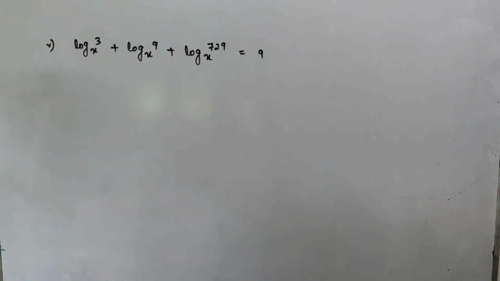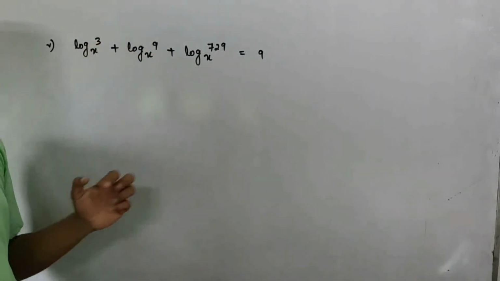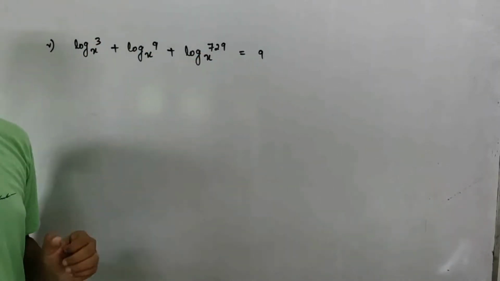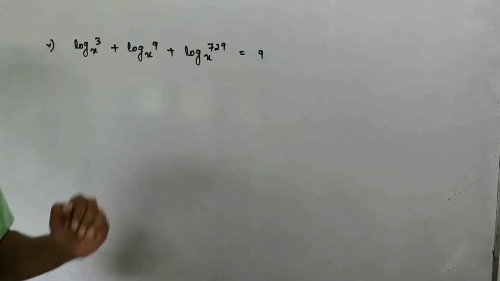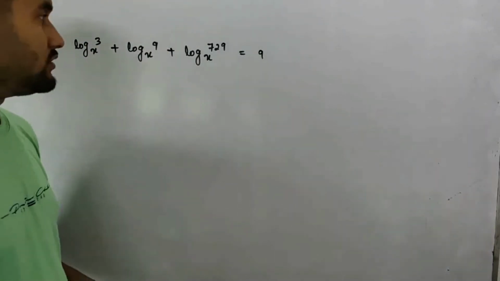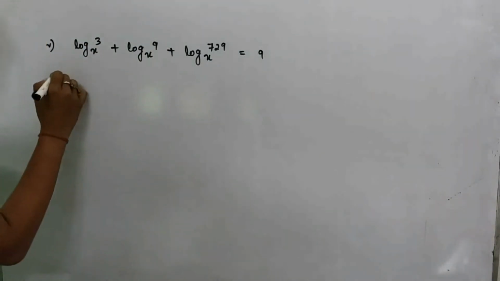Why this is more simple, you see? 9 I can write in terms of 3, 729 I can write in terms of 3, and they are already in terms of 3. So no need to do change of base in this question. So directly your answer will come.